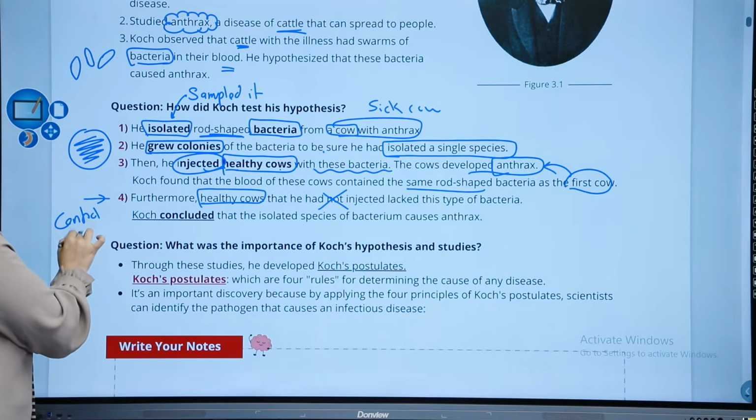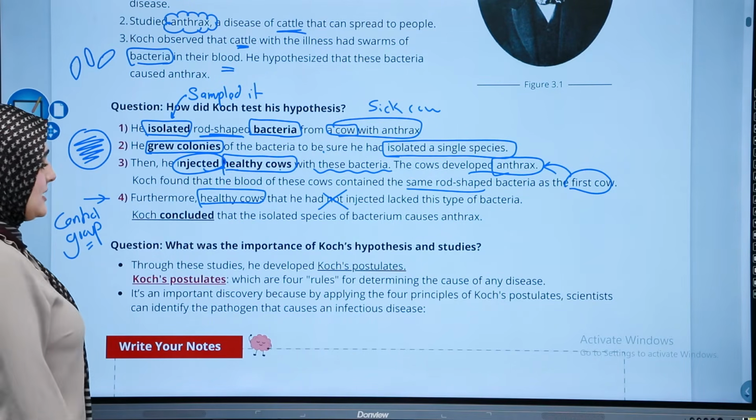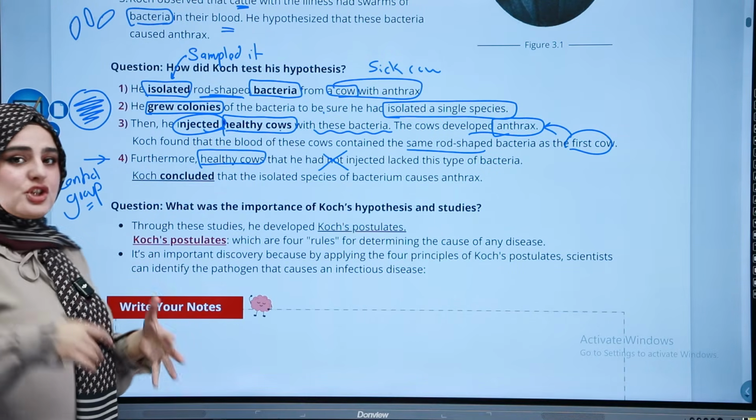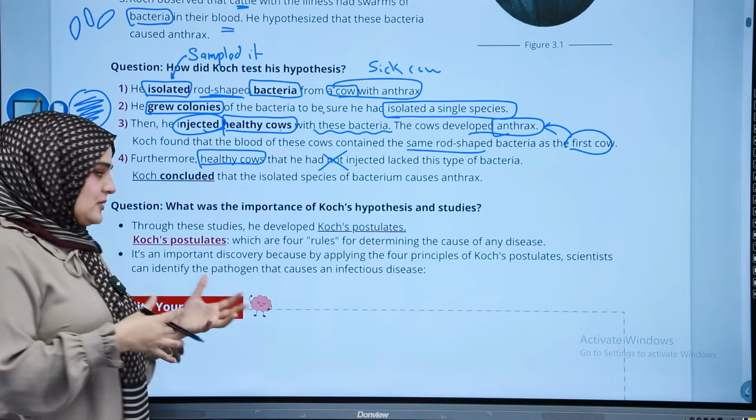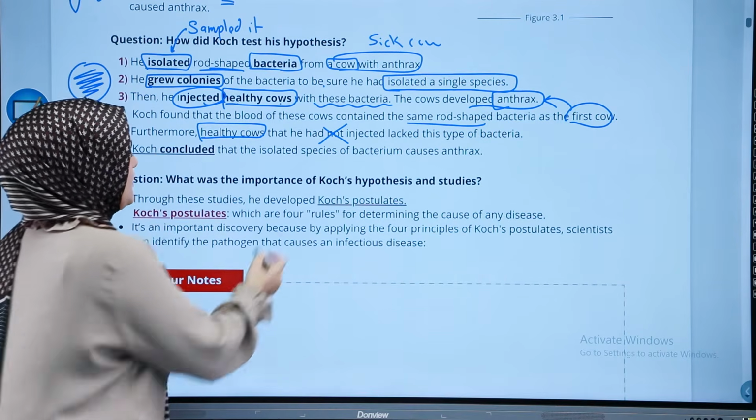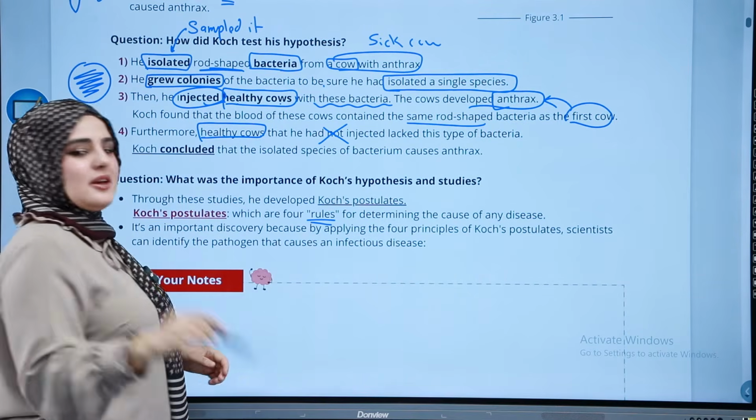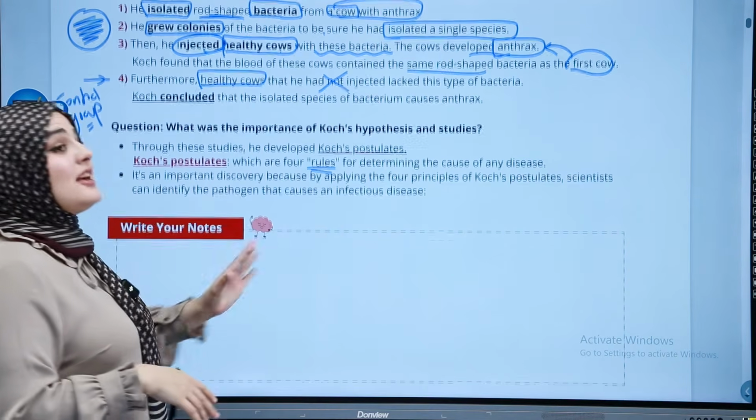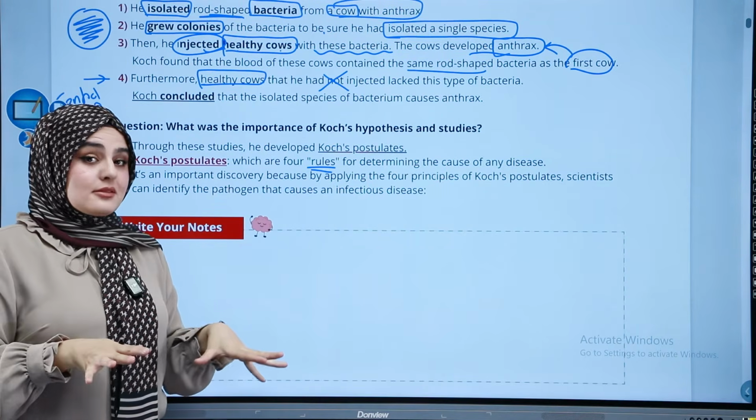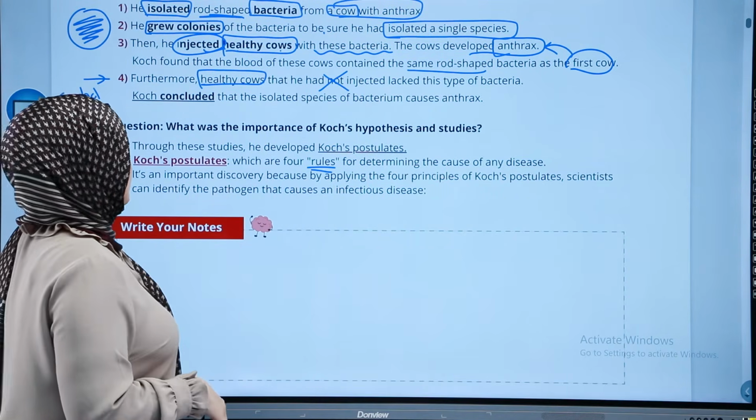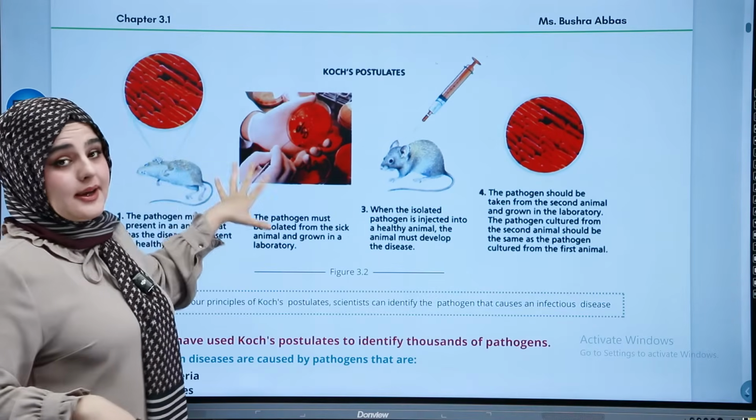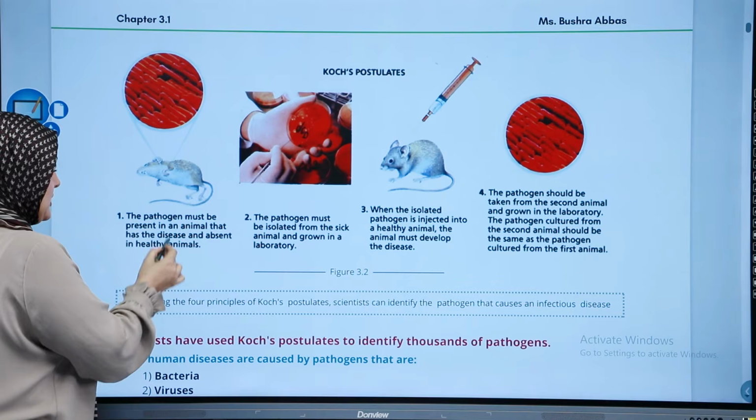Okay, this is how his method was proven to be effective, and he named it Koch's postulates, as a hypothesis to see which agent is actually causing this disease. These four rules, until now, they're using them. For corona, they use it for everything that is not found yet, okay? For identifying the cause. There you go. These pictures might come back, actually highly possible.